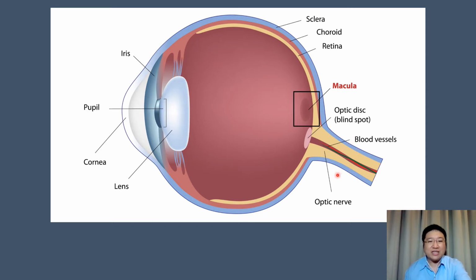So when there is increased intracranial pressure, the optic nerve will be compressed, and we may see a characteristic eye change of chronic hydrocephalus or chronic increase in intracranial pressure, which is papilledema, swelling of the optic disc.